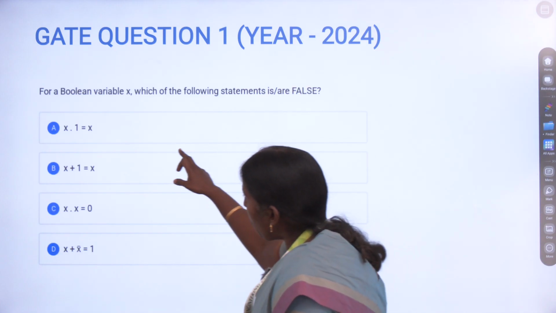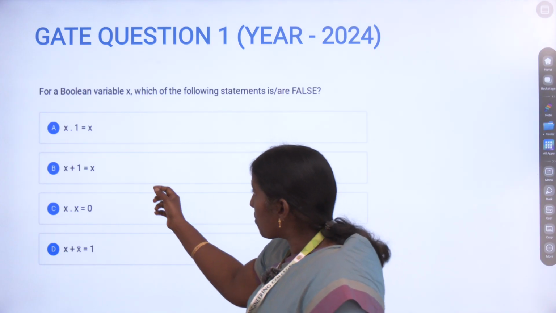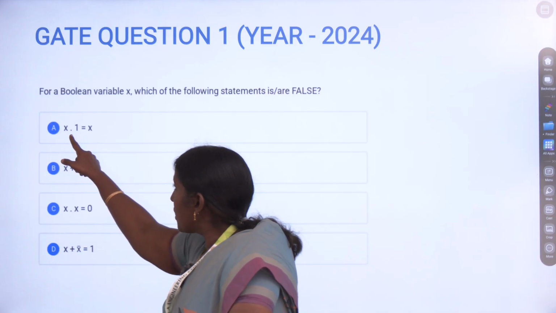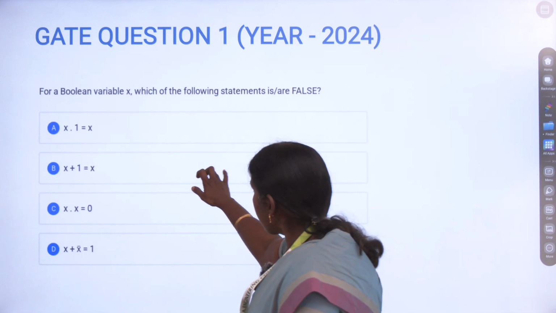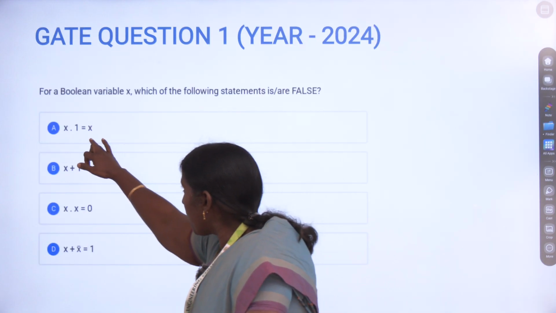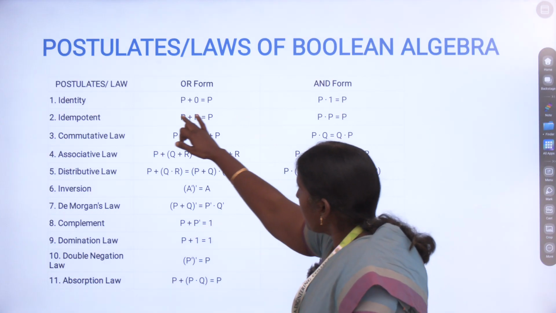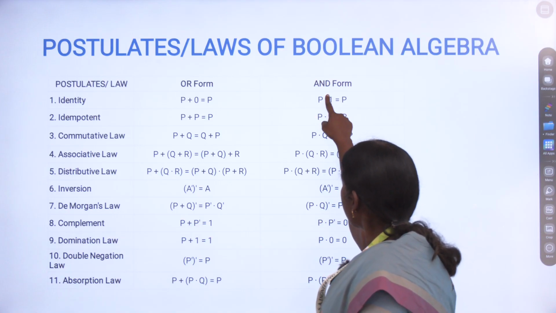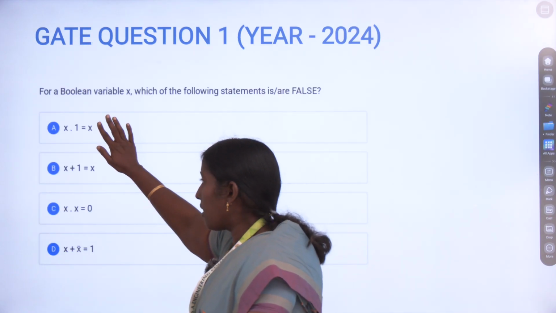So we have to compare all these options with the laws which I told now. We have to check each term is of which law. Let me take the first term. First term is variable dot 1 equal to x. Let us compare this with the identity law. The same pattern is available in identity law, that is p dot 1 equal to p. So our choice is x dot 1 equal to x. So it implies A option is right.